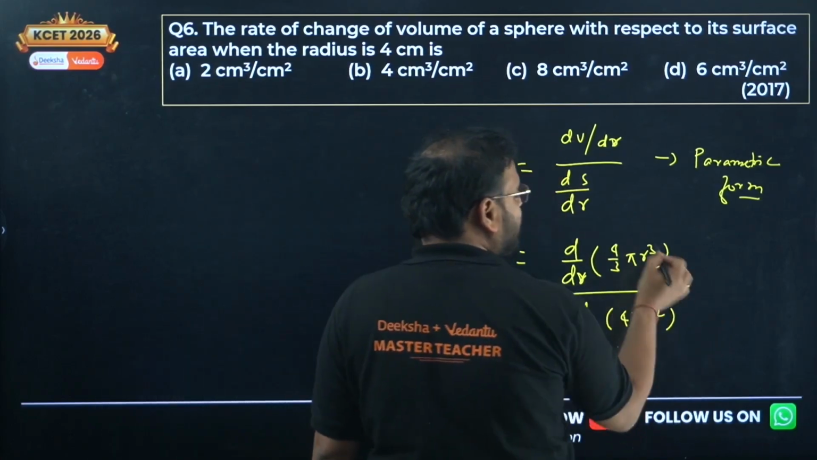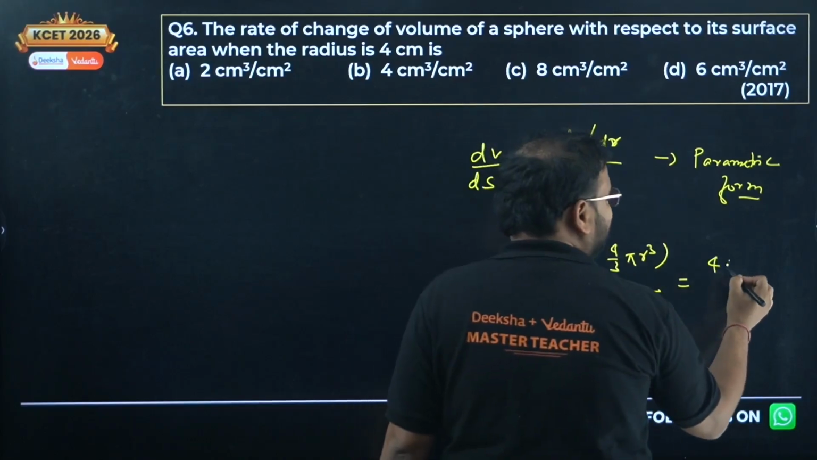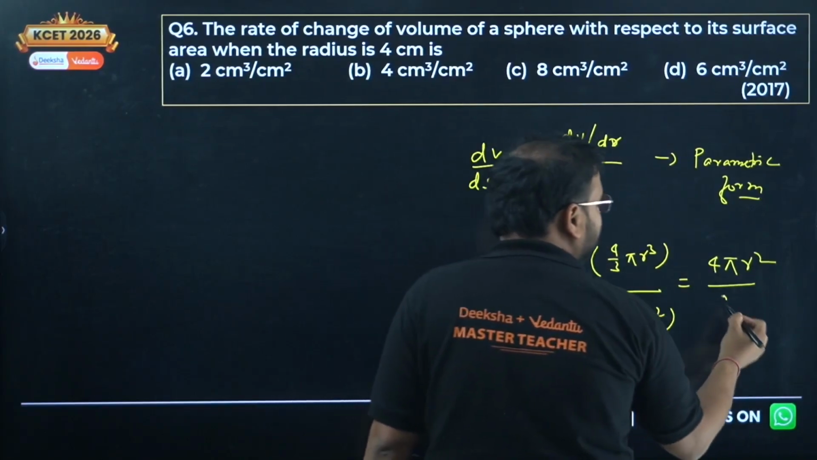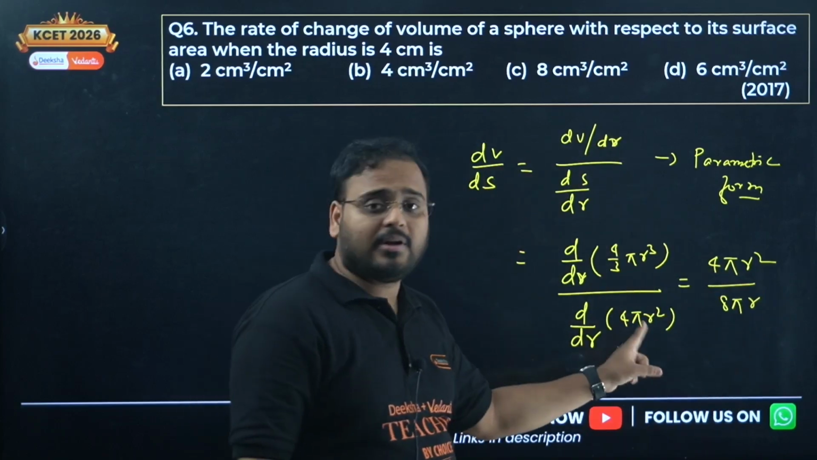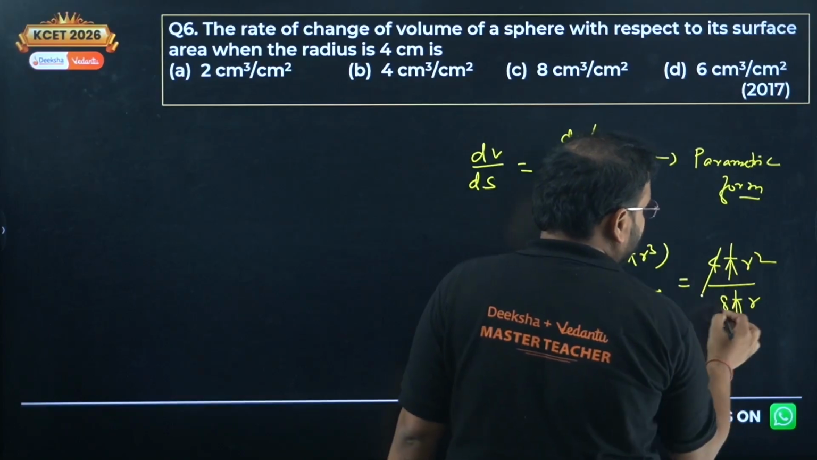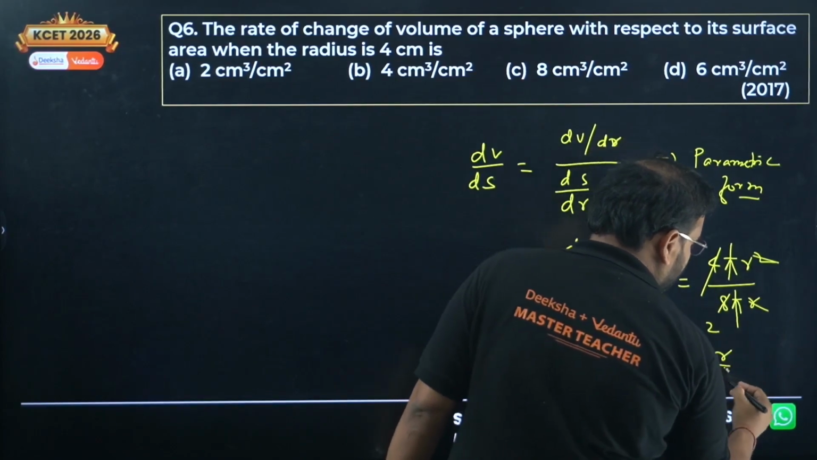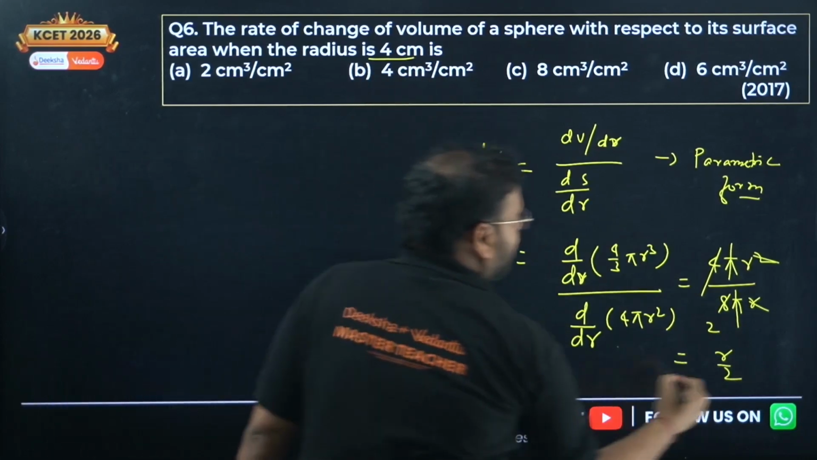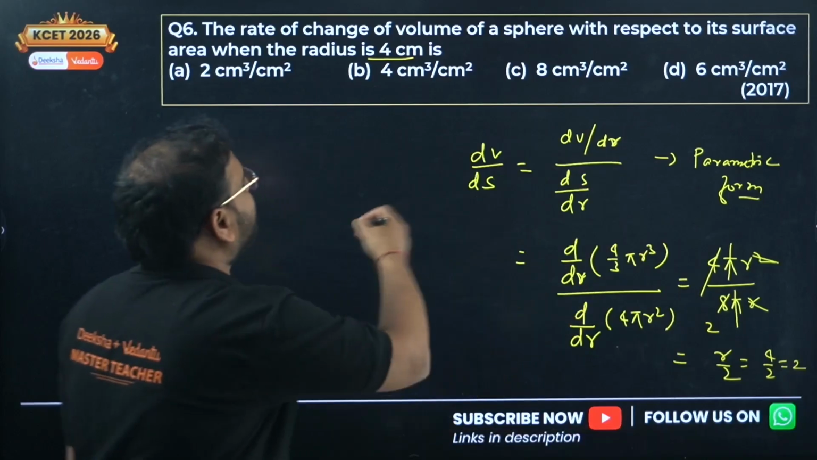We get here 3r square, 3 and 3 will cancel, so we have 4 pi r square. Over here you'll have 8 pi r. No problem. 2 will come here, it will become 2r, so 8 pi r. Pi cancels, 4 2s are 8, r cancels. The answer is r by 2. What is the r value? 4, sir. Put it back here, 4 by 2. What is the answer, sir? 2. Check the option.